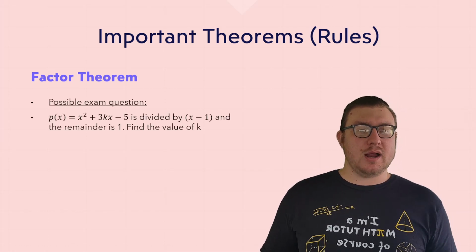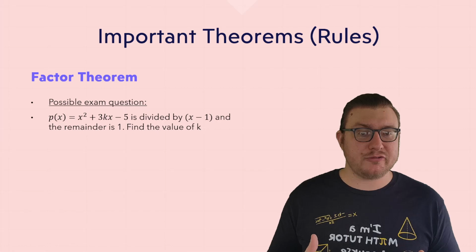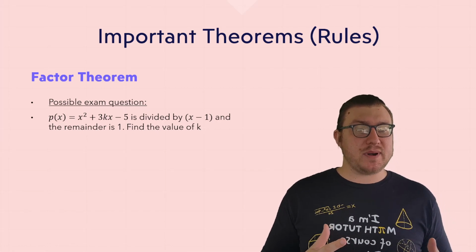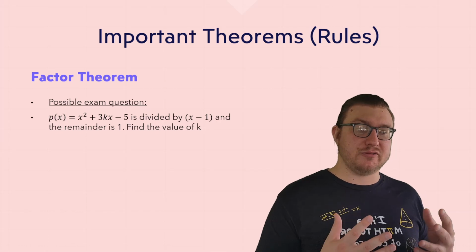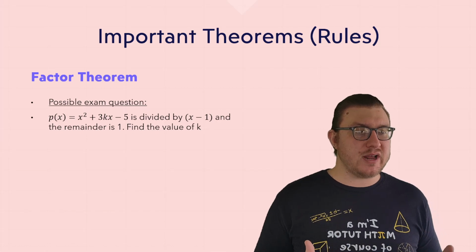So, a possible exam question that you might get is very similar to this. It's going to give you a function p of x equals x squared plus 3kx minus 5, which is divided by x minus 1, and the remainder is 1. Find the value of k.